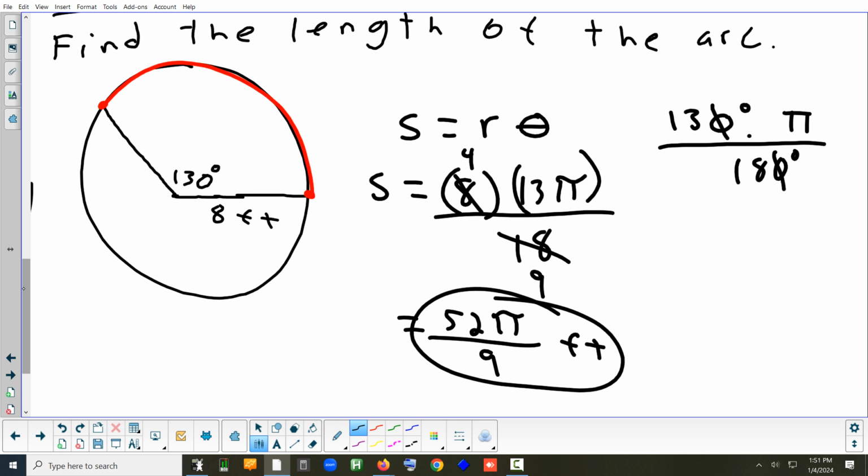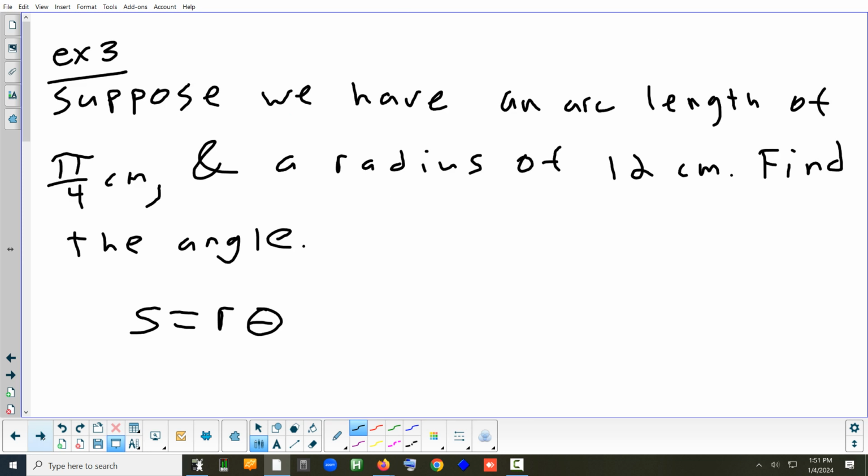Okay, so this is the same thing as the last problem: finding the length of the arc, but you have to fix the angle first. I'd say the biggest mistake some people make is they forget to change 130. Alright, let's try this one. So now it says, suppose we have an arc length of pi over 4 centimeters, a radius of 12 centimeters. Find the angle.